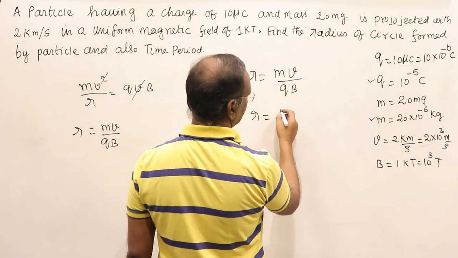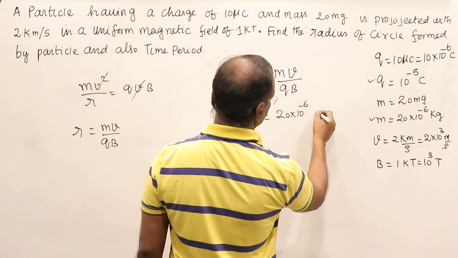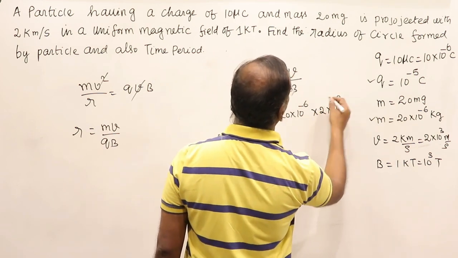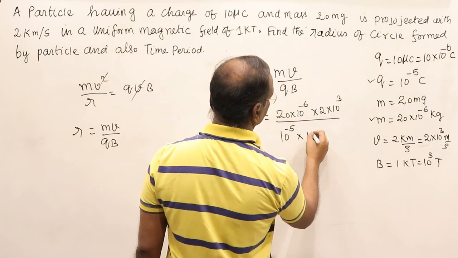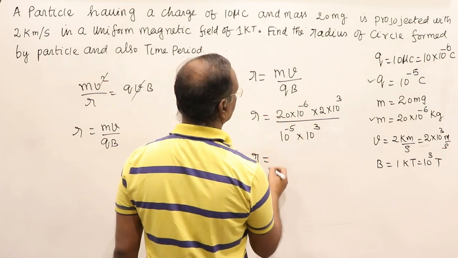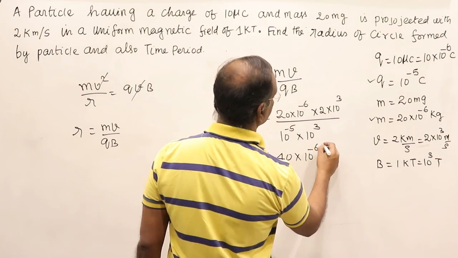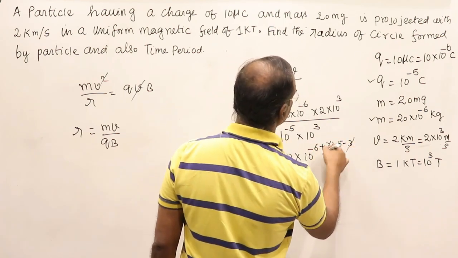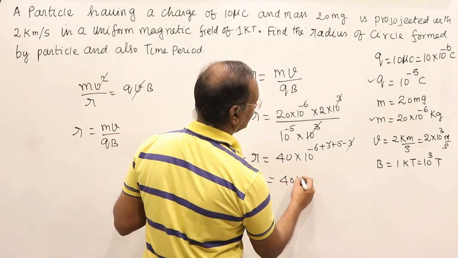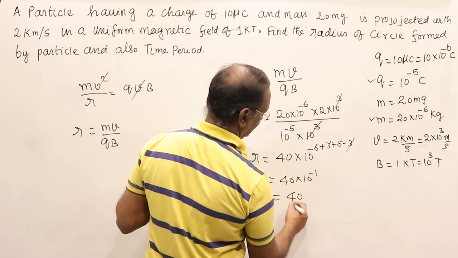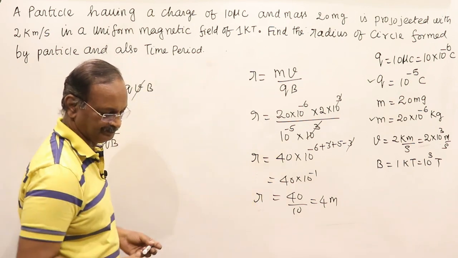So R is equal to mass, 20 into 10 to the power minus 6 kg, into velocity, 2 into 10 to the power 3 meters per second, divided by charge, 10 to the power minus 5, and magnetic field, 10 to the power 3 Tesla. Therefore R is equal to 40 into 10 to the power minus 6 plus 3 plus 5 minus 3. This gets cancelled. R is equal to 40 into 10 to the power minus 1, is equal to 40 divided by 10, is equal to 4 meter. The radius is equal to 4 meter.